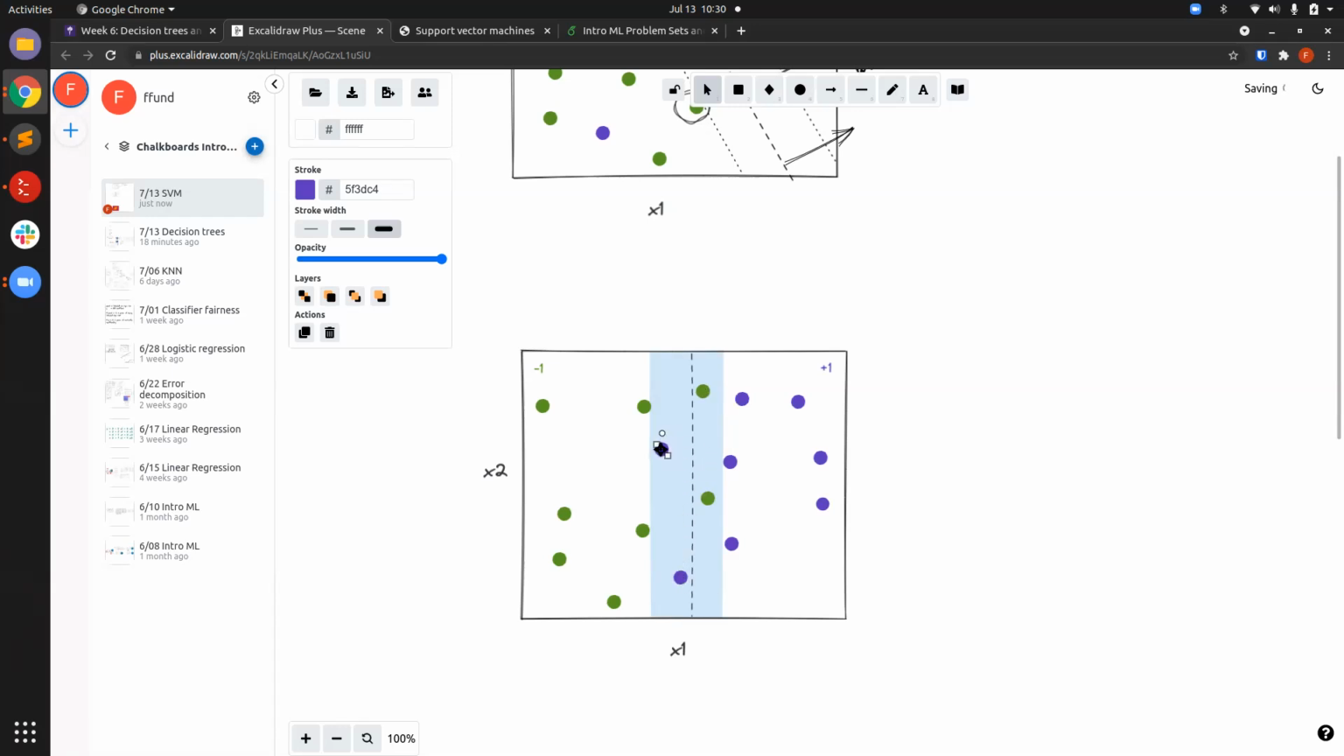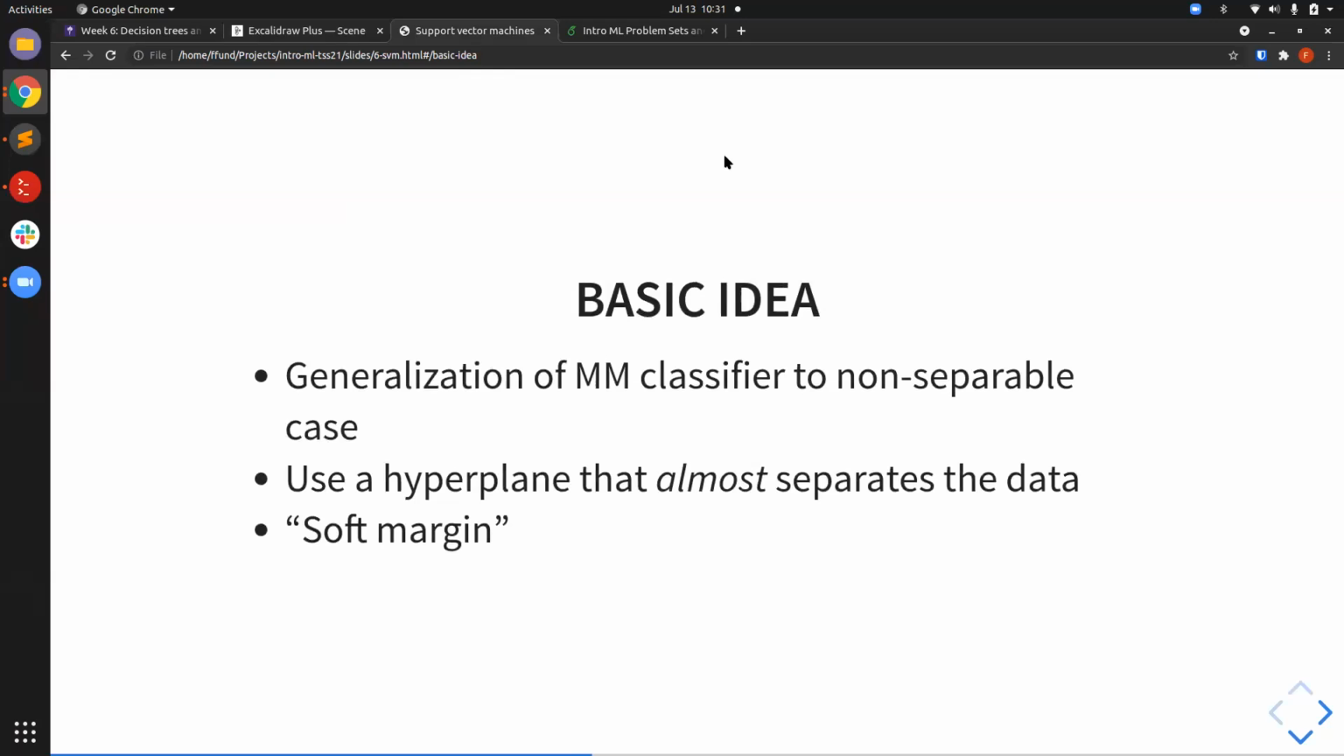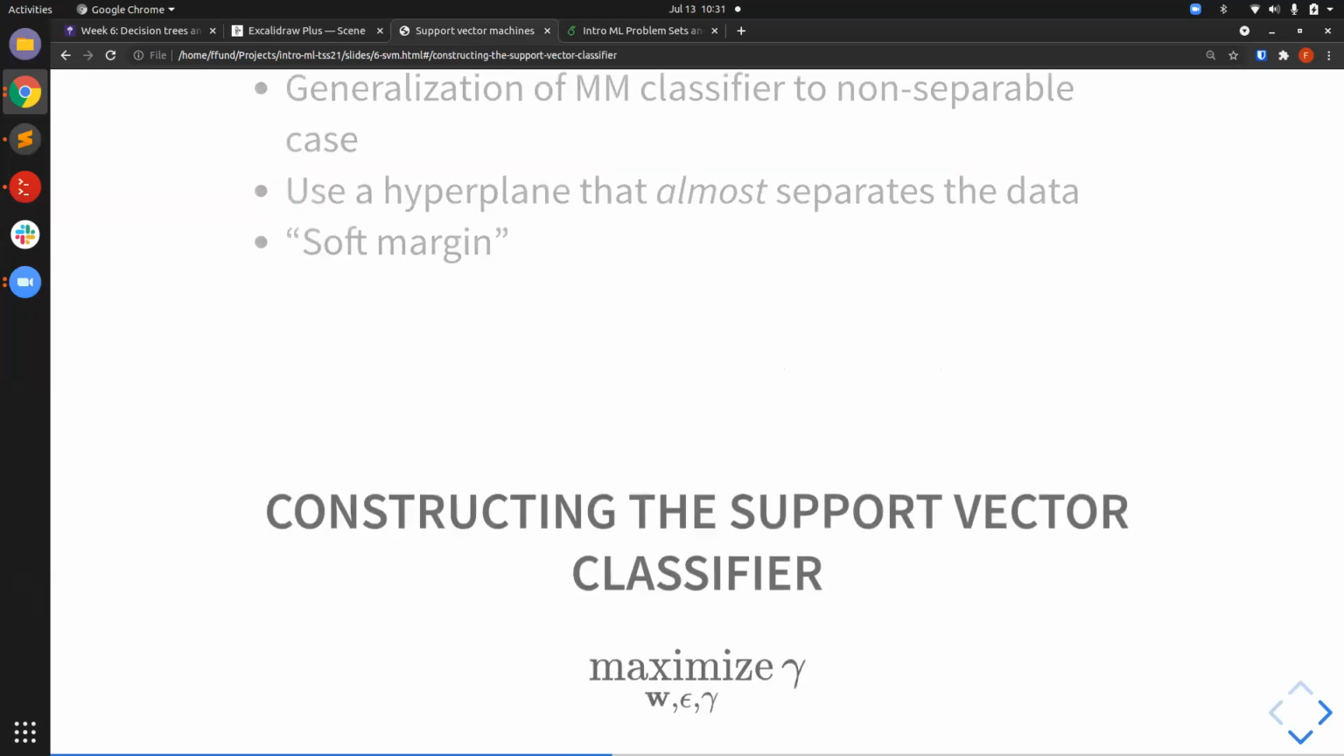With a support vector classifier, that's actually allowed. I might have some points that are in the margin, but on the correct side of the hyperplane. I might have a point like this one, which is in the margin, but on the incorrect side of the hyperplane. That's all allowed, subject to some constraints.